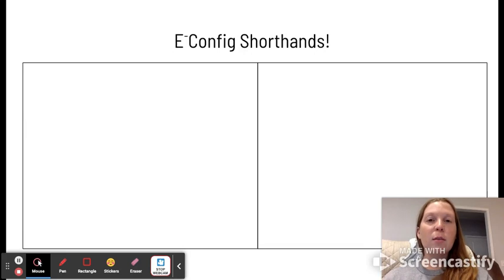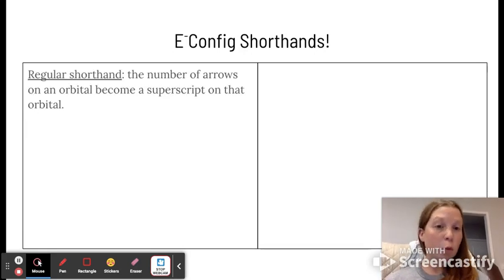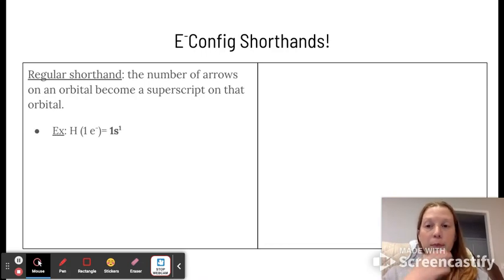All right, so now that we've talked about the diagrams, we can talk about the shorthand that you will use more often. So first off, we have regular shorthand, which is where the number of arrows on an orbital actually becomes a superscript or an exponent on that orbital. So if you have 2 electrons in the 1s, you would have 1s with a 2 superscript or exponent. So hydrogen only has 1 electron, so it would go in the 1s, and it would be 1s1.